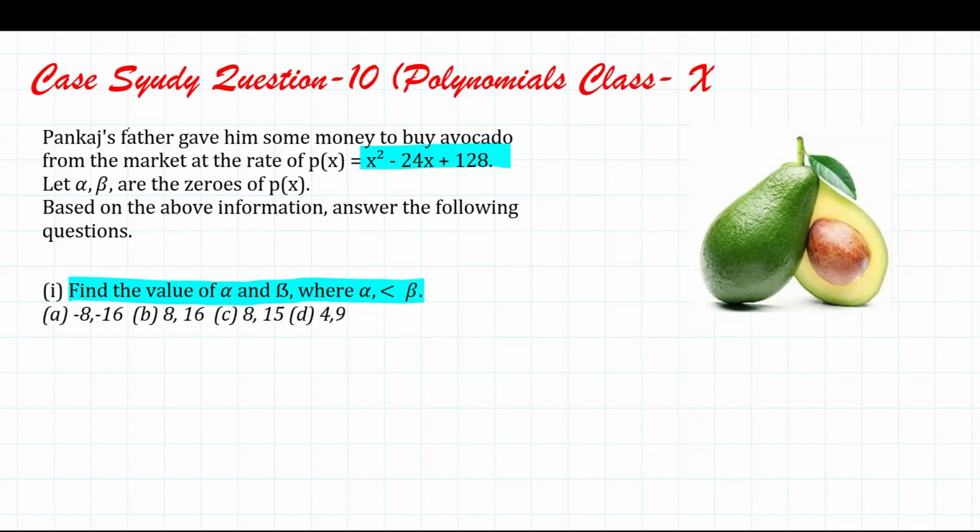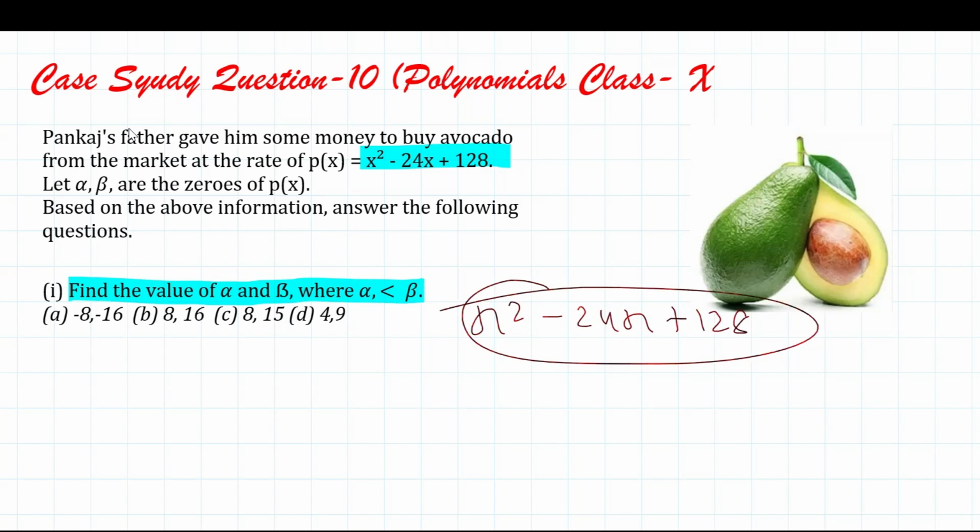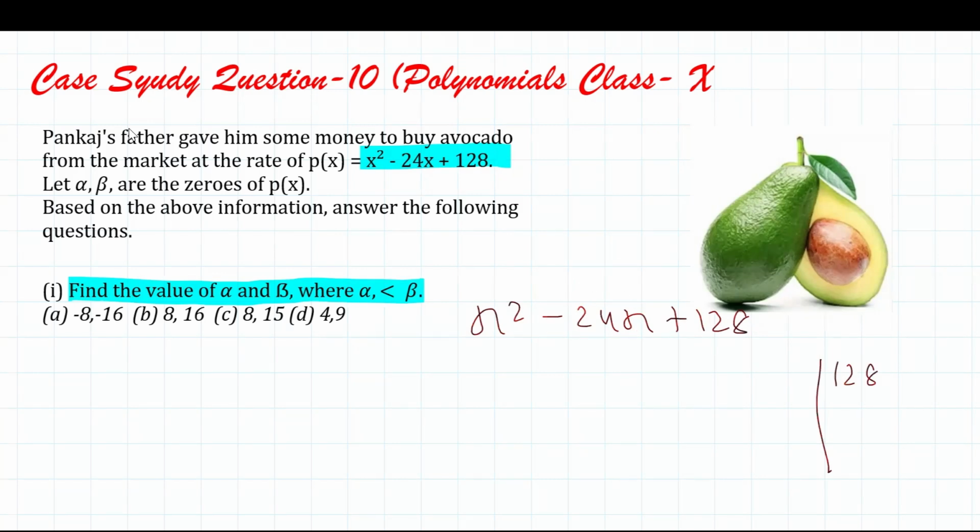Okay, this is the polynomial, and how to find the zeros? Alpha and beta are zeros here, so we'll be finding the zeros of this polynomial using middle term splitting. For that, I will first factorize 128. From the factors of 128, I need 24. So 2 times 64, 4 times 32, now we need to go further to 8 times 16. Yes, we got it. You can see this is 8 and this is 16. 8 plus 16 is 24.